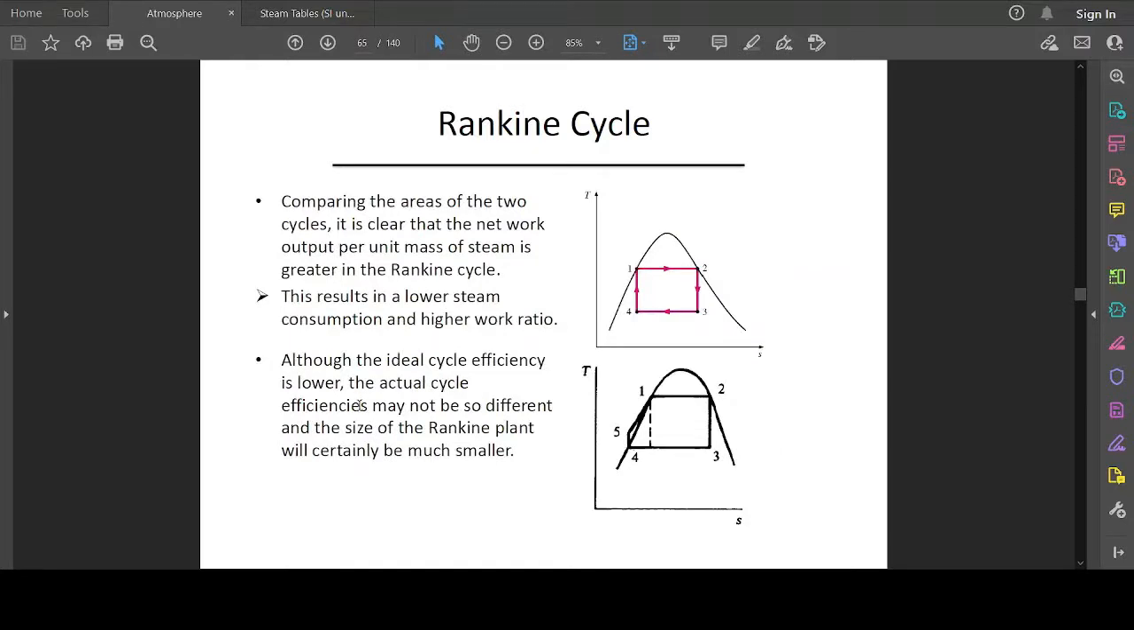So comparing the areas of the two cycles, it is clear that the net work output per unit mass of steam is greater in the Rankine cycle, because of the area in the middle, as you can see shown in this diagram. So this results in a lower steam consumption and a higher work ratio. Although the ideal cycle efficiency is lower, the actual cycle efficiency may not be so different, and the size of the Rankine plant will certainly be much smaller.